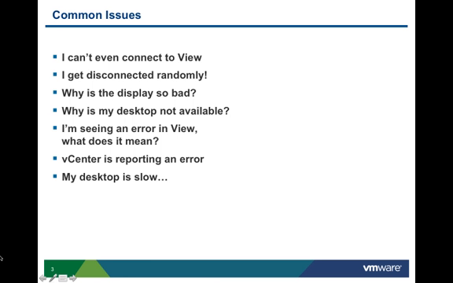Some of the common issues we see in VMware View. Some of the examples we have are when users, for example, can't even connect to the View connection server, or maybe users get randomly disconnected from their sessions. Sometimes we can also see a bad quality of display, or maybe that a user cannot access a desktop when they think it should be available. Also, of course, IT administrators or people administrating VMware View may see errors in the View console itself, in vCenter server or on vSphere, or it may be just the fact that the users are complaining that their desktops are slow. We'll cover each of these areas and look at some of the issues that could cause these things and how to rectify them.